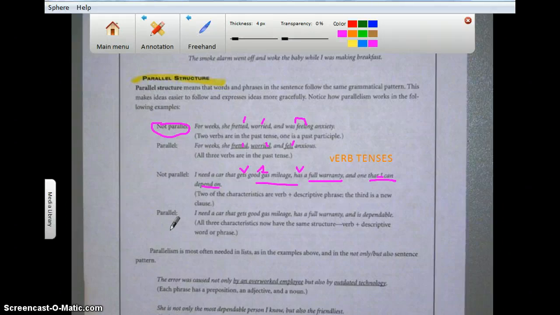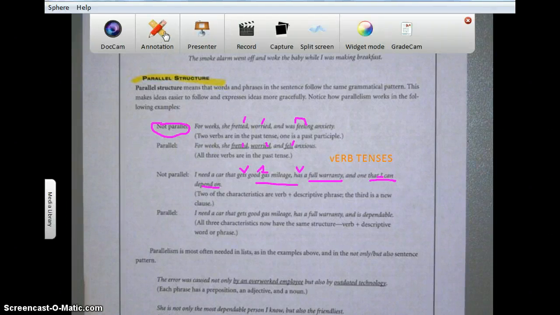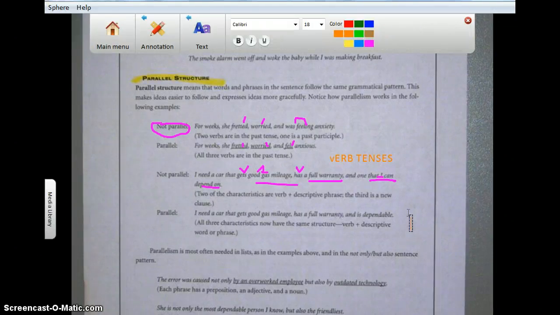So to make it parallel: I need a car that gets good gas mileage, has full warranty, and is dependable. So again, we kept it simple, we kept it precise, and we were very direct here. And so you wanted to keep that simple.